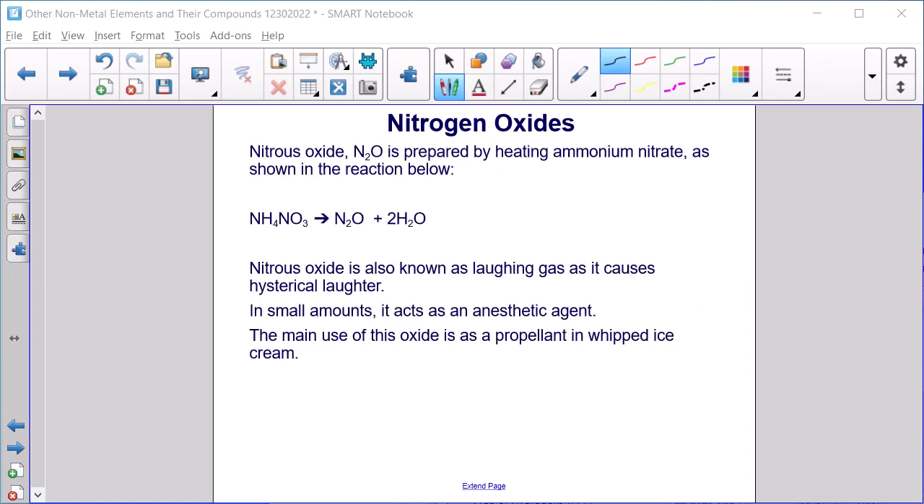Nitrous oxide, N2O, is prepared by heating ammonium nitrate, as shown here. So we heat this compound, we get nitrous oxide and water. Nitrous oxide is also known as laughing gas, as it causes hysterical laughter. In small amounts, it acts as an anesthetic agent. The main use of this oxide is as a propellant in whipped ice cream.